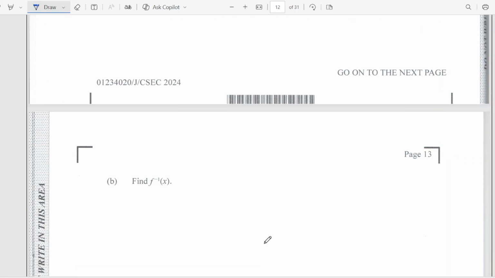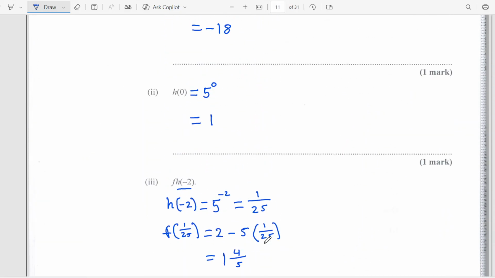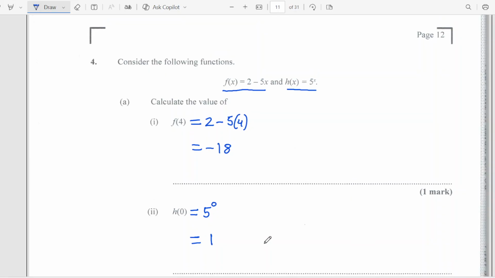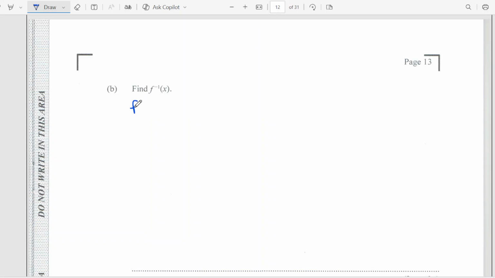Right, part B, find the inverse function, f inverse. So what's f again? f of x is 2 minus 5x. So let me write that. f of x is equal to 2 minus 5x. Right, so the first step in finding the inverse, let y equal f of x. So we have y equal to 2 minus 5x.